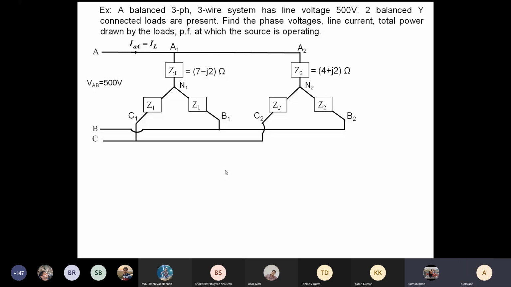Now you see each of these loads, I have given you two loads. Both of them are star connected. So in each of these loads, there will be a phase current.